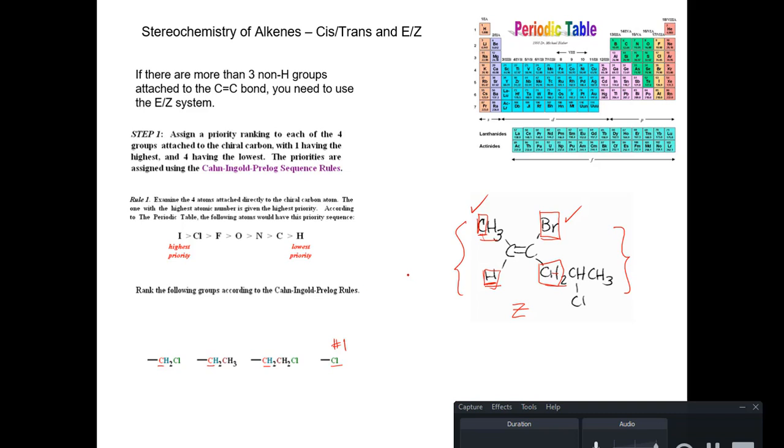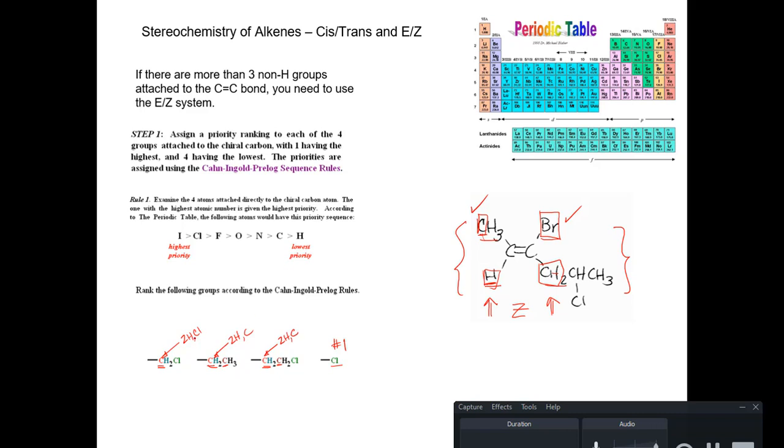But I don't want you to get confused, because E/Z, you just look at these 2 groups and then you look at those 2 groups. Okay, so when you have a carbon versus another carbon, we now have to look at what's attached to that carbon. Over here, what's attached to that carbon? 2 H's and a Cl. What's attached to this carbon? 2 H's and a C. What's attached to this carbon here? 2 H's and a C.